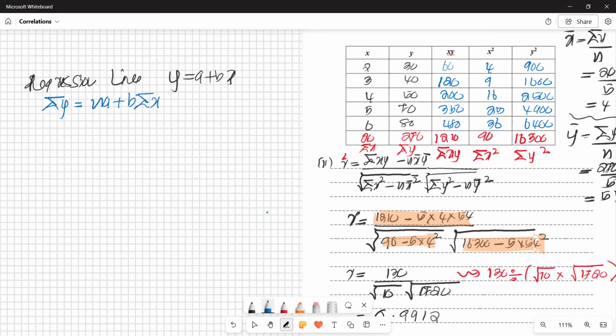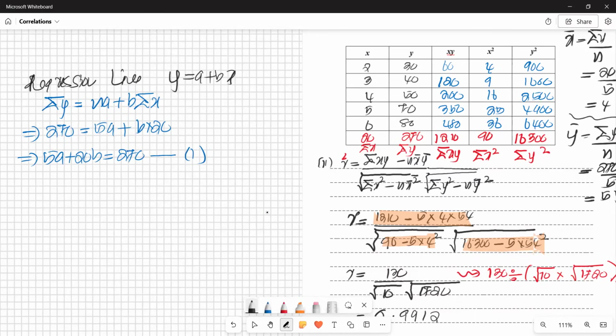Right. The second equation will be: multiply this by x and put sigma where a variable appears. The first one will give sigma y is 270, equal to 5a plus sigma x times b, that is 20b. But we are not keeping the simultaneous equations like before. Therefore, 5a plus 20b equals 270. This is my first equation.